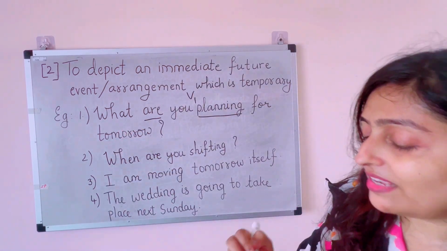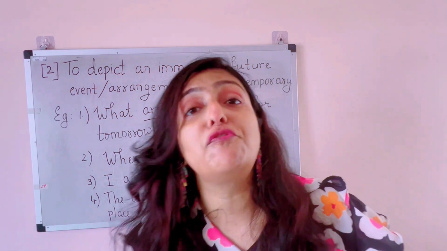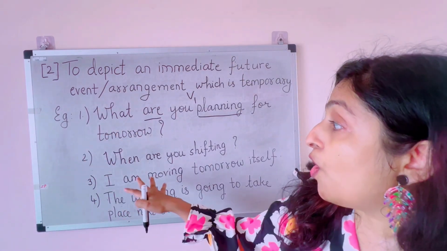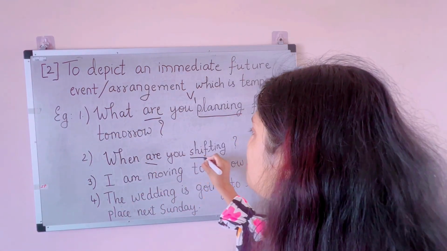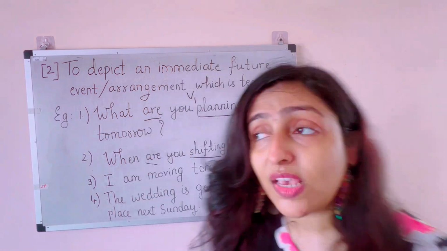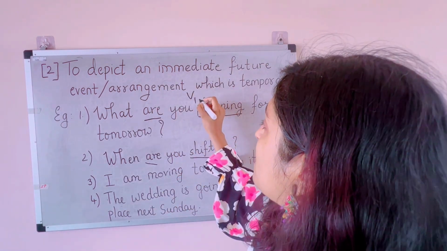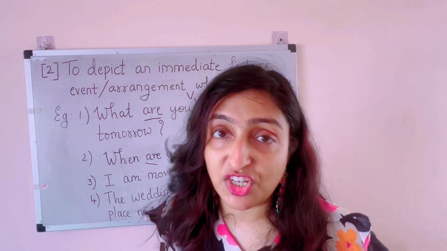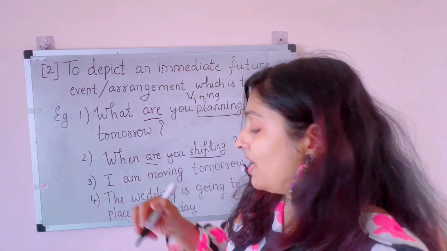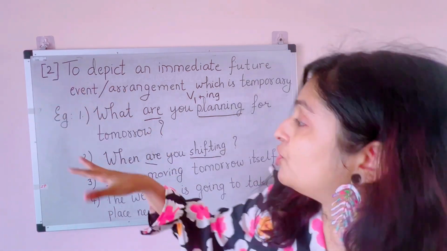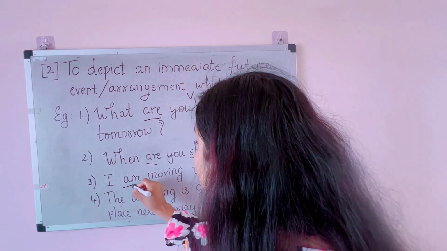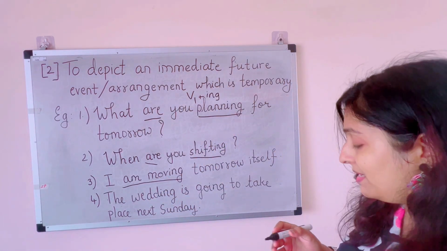Let's leap on to example 2. When are you shifting? You are getting transferred to another place and your neighbor asks you, when are you shifting to Paris? So in such cases, we use V plus ing. Again, this is present continuous tense. Third example is your reply to the question. I'm moving tomorrow itself. I'm getting shifted tomorrow itself. So again, this is present continuous tense.